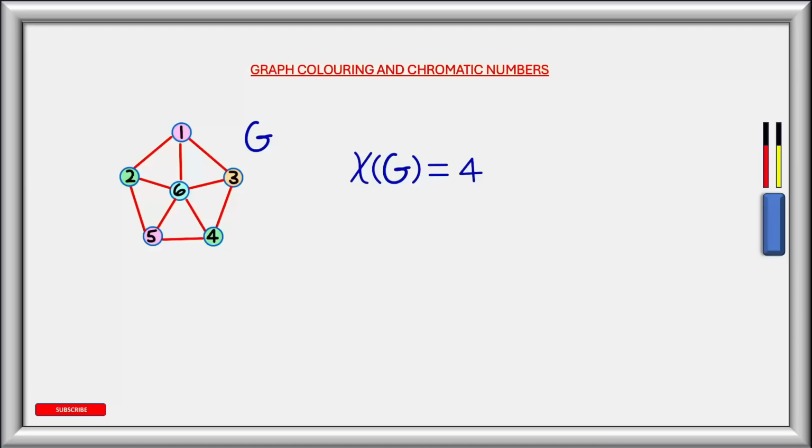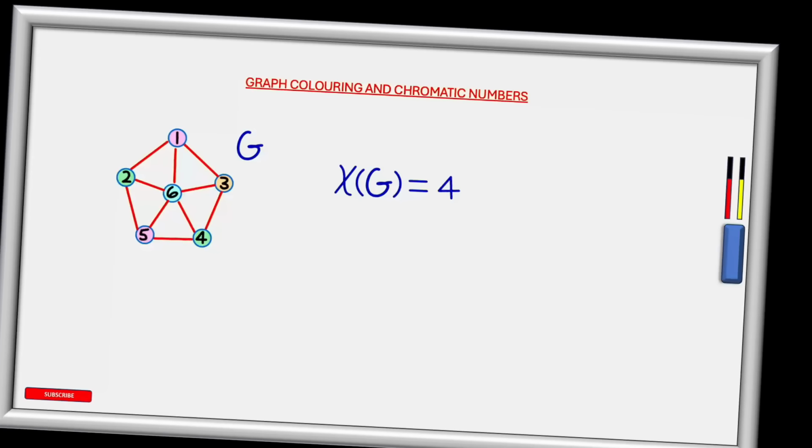And so in this one, we have an outer cycle, which has an odd number of vertices and is equal to 5. And as we saw in cycle graphs, a cycle with an odd number of vertices will need 3 different colours, and all the outer vertices are adjacent to one central vertex. And so this requires a 4th colour. And so in this example, chi of G is equal to 4.